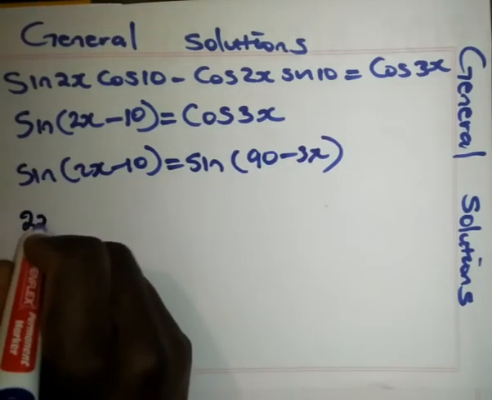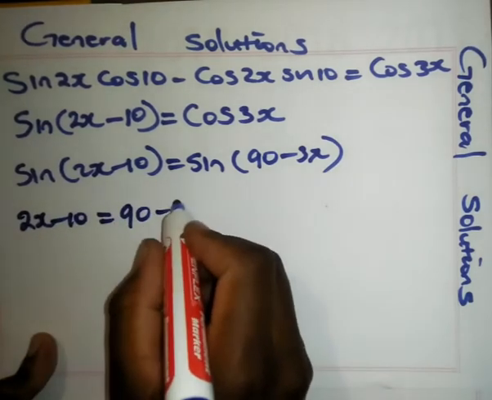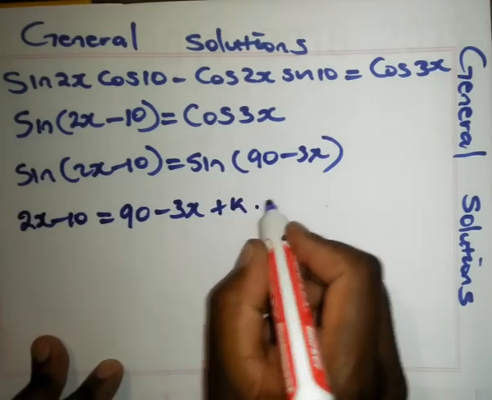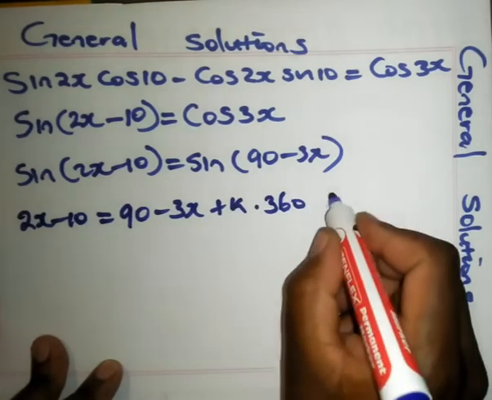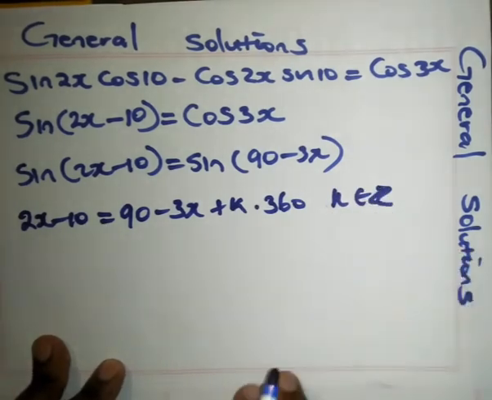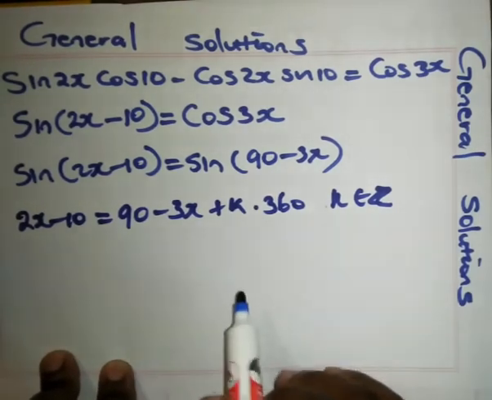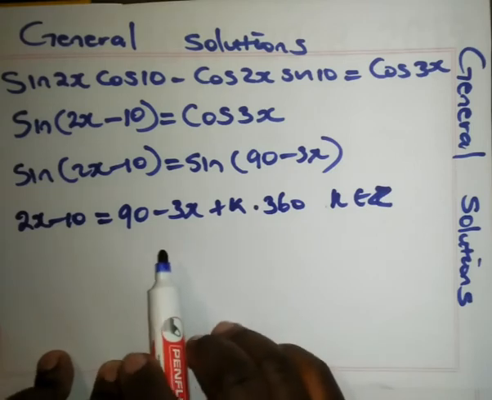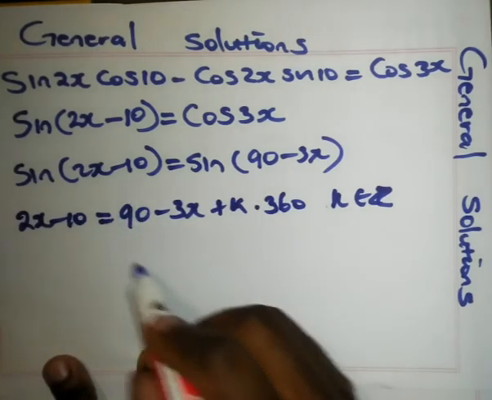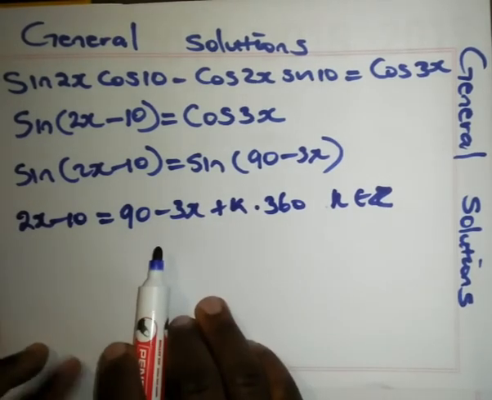So this will be 2x minus 10, which is equal to 90 minus 3x, plus k multiplied by the period, whereby k is an element of the integers. This part of the general solution represents the solution in the first quadrant. So our reference angle in this case is 90 minus 3x. Right, so let's try and simplify this.